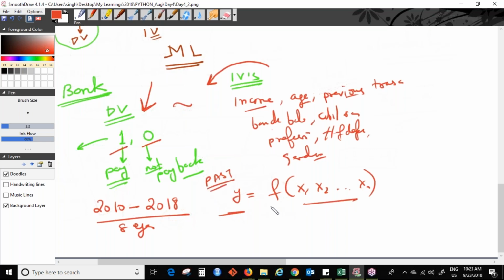Okay, what we don't have is this function f, right? We don't have this function f. What is that function which relates the two? So this is what we do. We know this, we know all of this, so we can easily find this function f. So this is the goal of machine learning: finding this function f which maps your dependent variable with the independent variables.